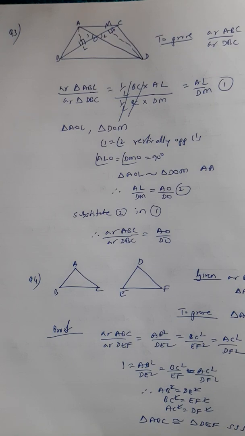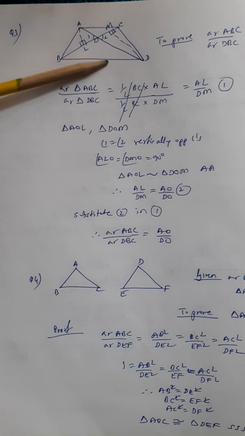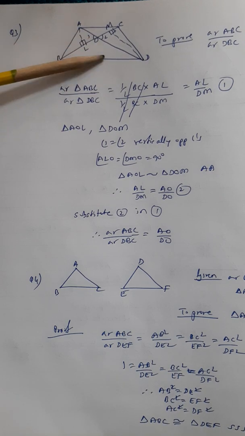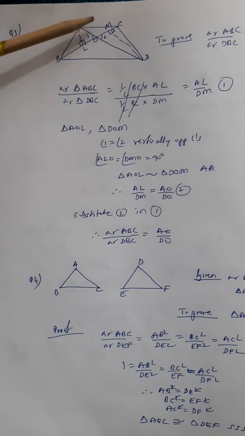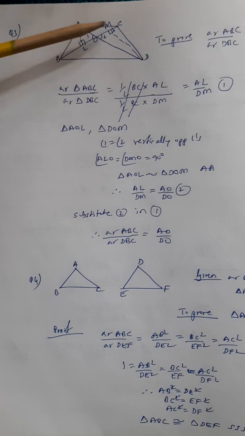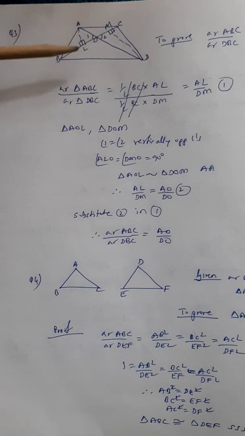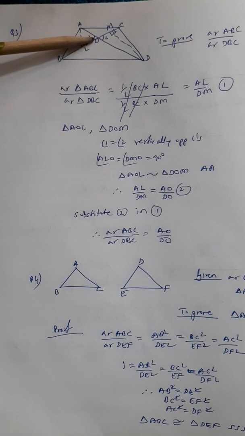Question number 3, you can mark this question important. Now, this is a quadrilateral ABCD. Mind you, it's not a trapezium, it's just a quadrilateral, so don't assume that these are parallel lines. ABCD is a quadrilateral and AD and BC are the diagonals intersecting at a point O.